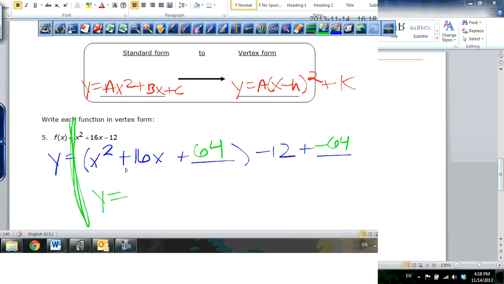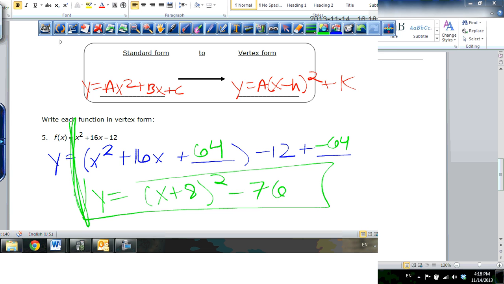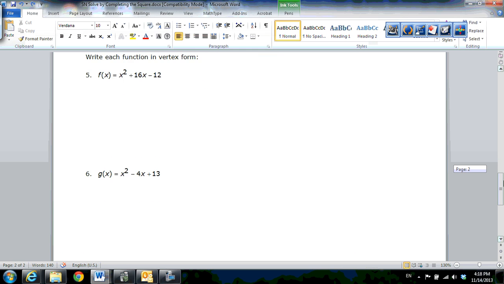So then I got y equals, and then we complete the square there, so x plus 8 squared, and then I'm just adding those, so that's going to be minus 76. All right, that's it. Yeah, I know it's kind of hard. Let's do another one. Let's go number 7.